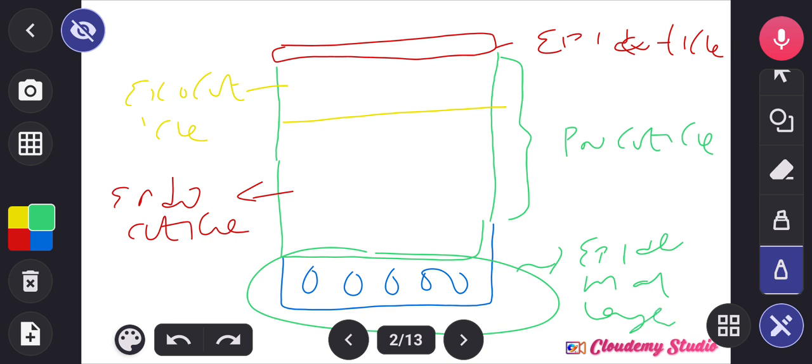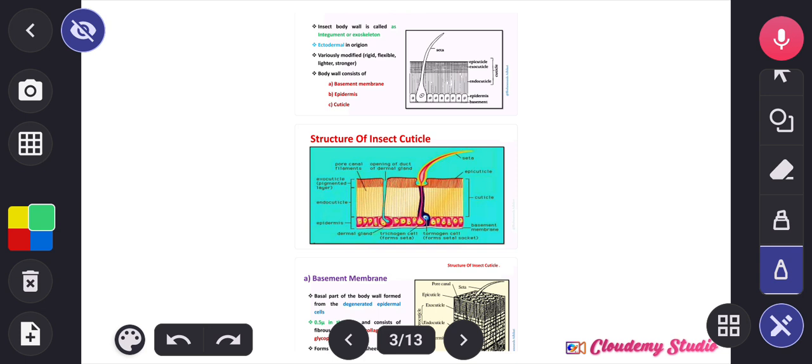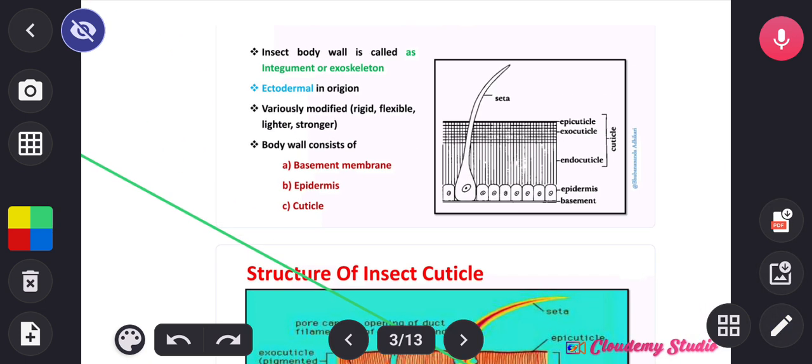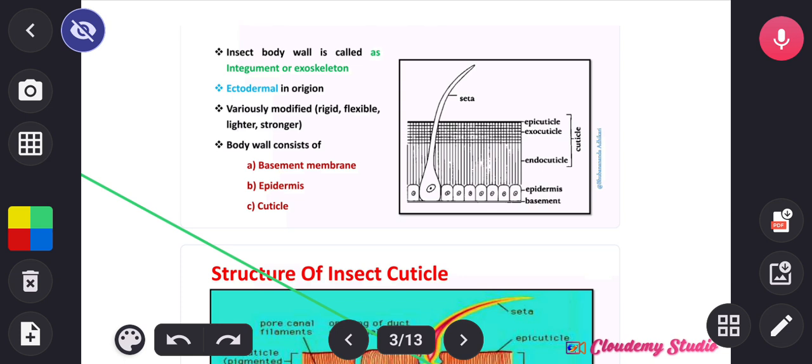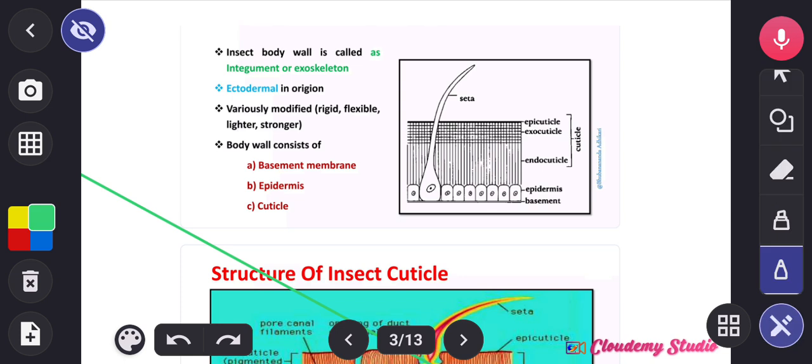Now, we have to understand that arthropods are made up of an exoskeleton that does not sacrifice their motility. Now, let us go to our main slide itself. I'm talking about the insects, right? I've already said the insect will be our key study. So the insect body wall is called the integument or the exoskeleton. Like I said, every arthropod has an exoskeleton, which is ectodermal in origin, and it is variously modified for rigidity and flexibility. It is light and it is strong.